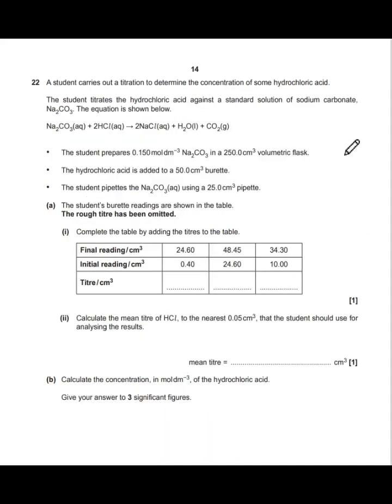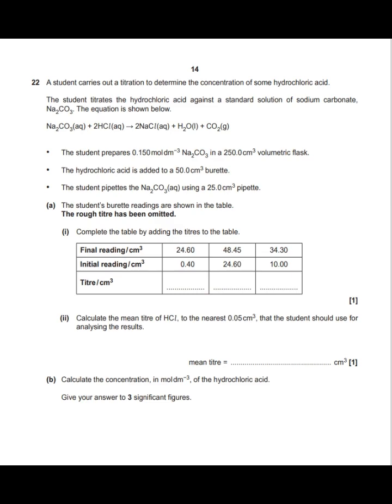Question 22, titrations. There will be some calculations in this one. We're told we've got hydrochloric acid and sodium carbonate. We're given the balanced equation, which is useful when we look at the ratios of moles later. We've prepared the sodium carbonate, we're given the concentration and the volume, and hydrochloric acid is added to the burette. The student uses 25 centimetres cubed of the sodium carbonate, and then we've got the burette readings. The rough one has been omitted.